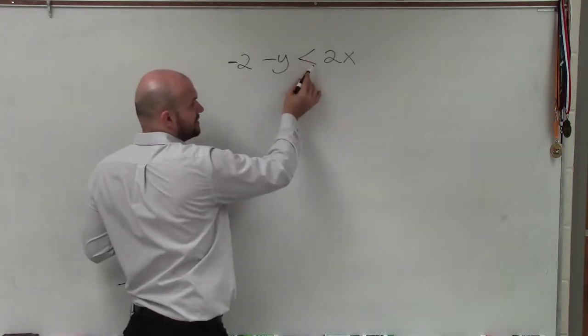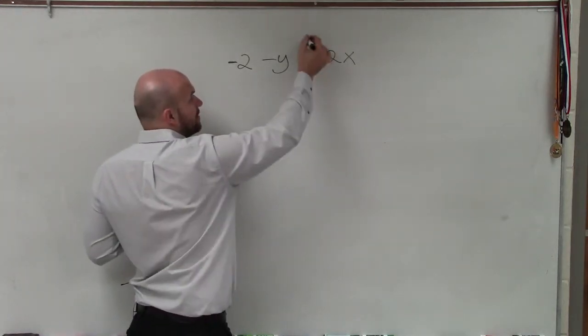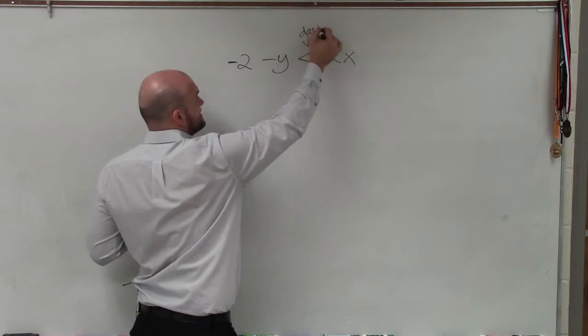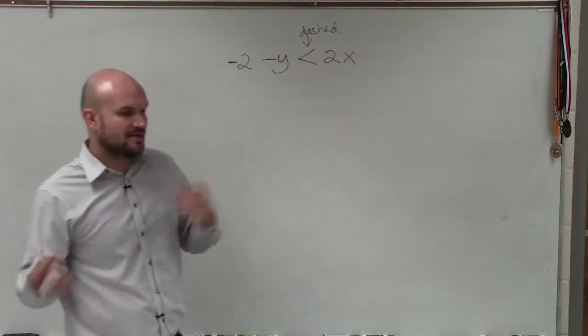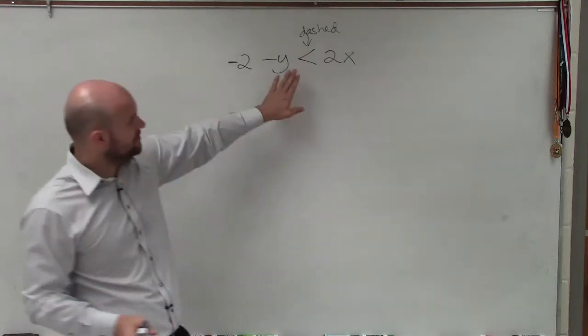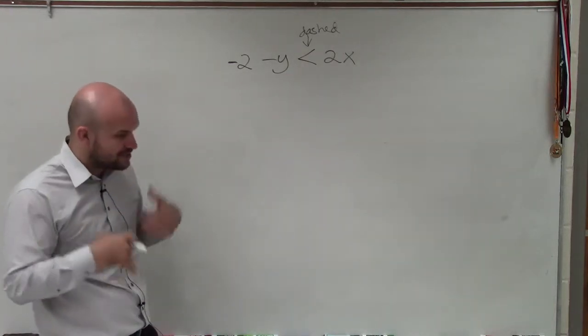And since I have an inequality symbol that's going to be less than, I know it's going to be dashed. If it was less than or equal to, or greater than or equal to, it would be solid. But when it's just less than or greater than, it's always going to be dashed. So now I understand that my boundary line is going to be dashed.